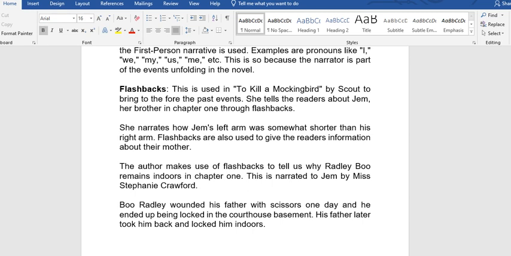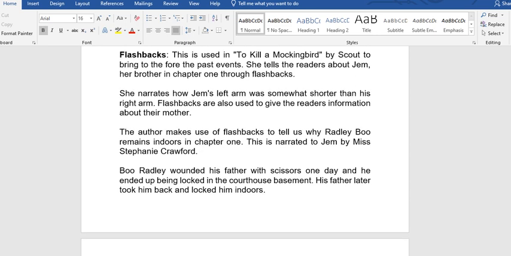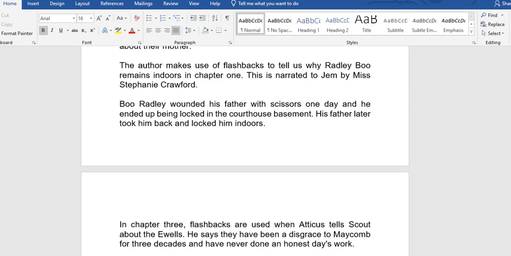The author makes use of flashbacks to tell us why Boo Radley remains indoors in chapter 1. This is narrated to Jem by Miss Stephanie Crawford. Radley wounded his father with scissors one day, and he ended up being locked in the courthouse basement. His father later took him back and locked him indoors.